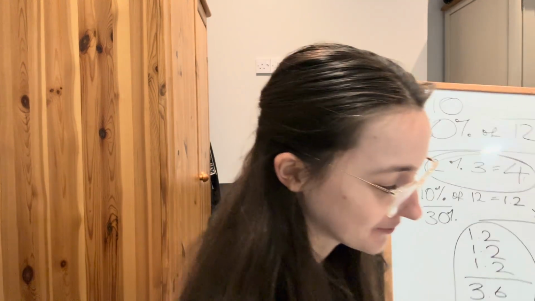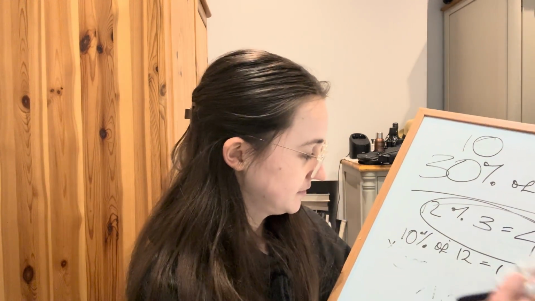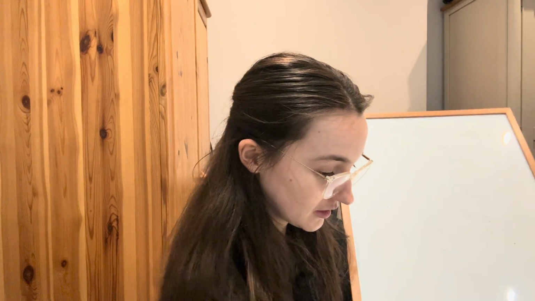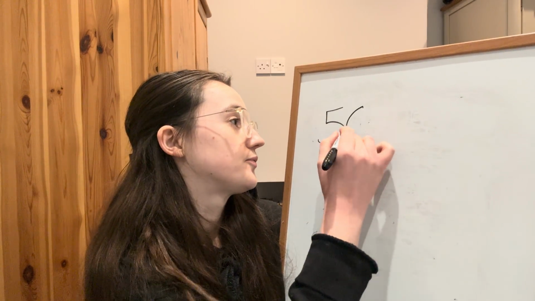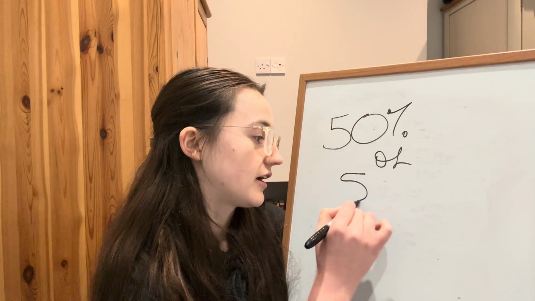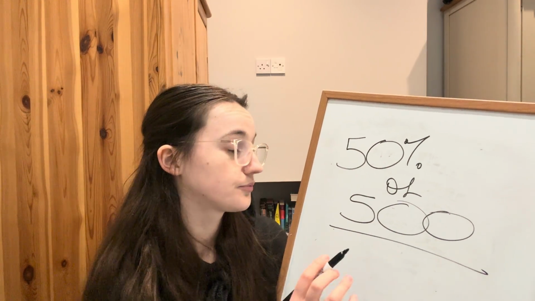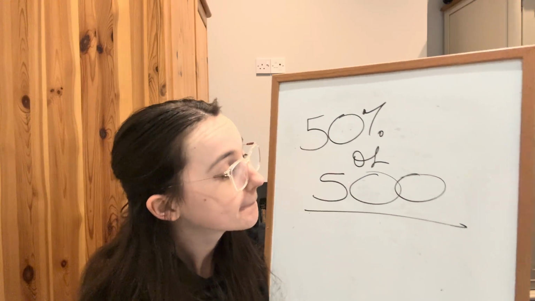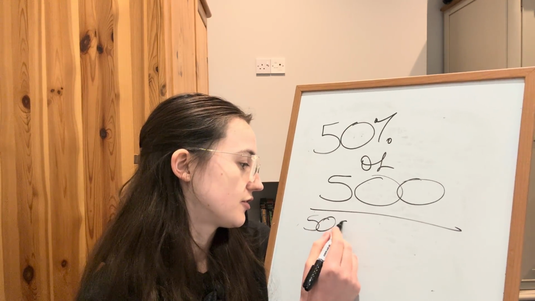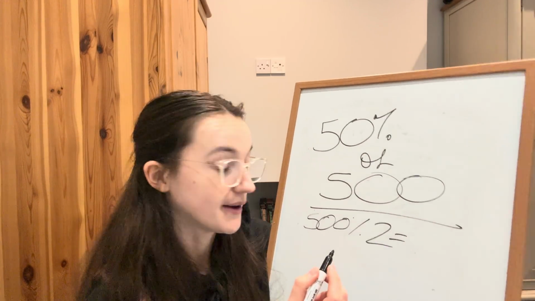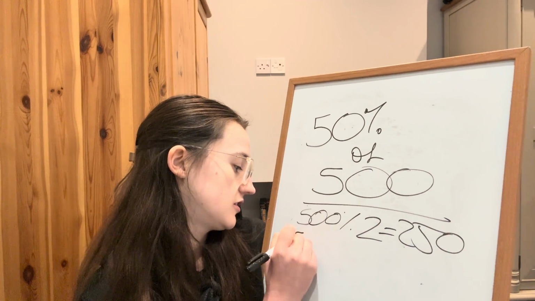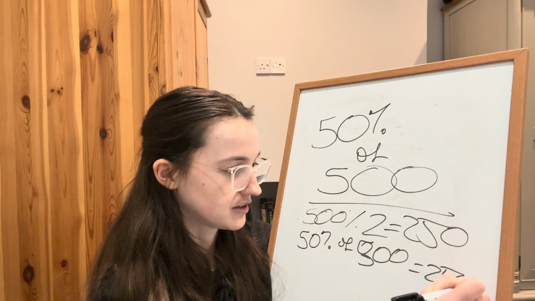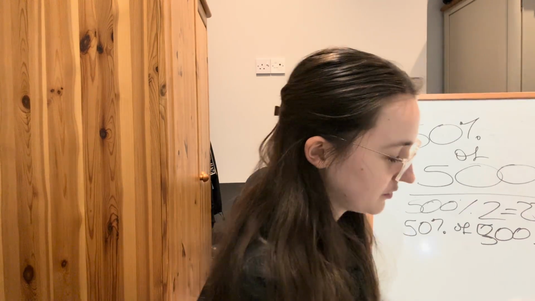Alright? Okay. I'm getting a bit tired now. These are getting harder and harder. Okay. We're going to do 50% of 500. Okay. What would you do? Well, 50% is half, right? So you're just going to half 500. You're going to divide 500 by 2. What do you get? 250. Great. So 50% of 500 is 250. Okay? Great. And we've got one more left.